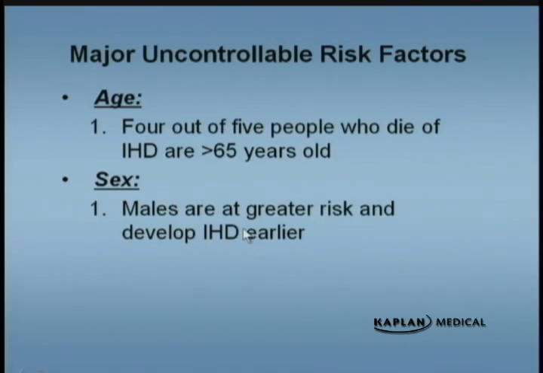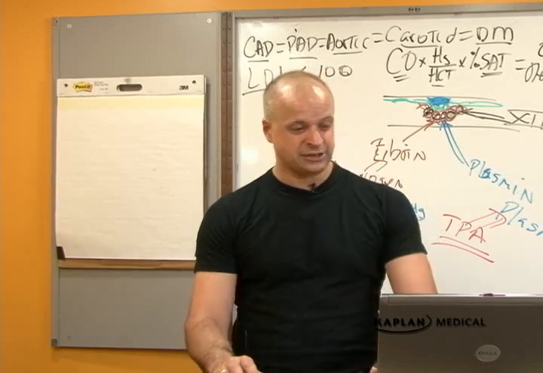Men are at greater risk, but by the time you get to be 65, 70, a woman has the same risk as a man. So gender is only a risk early, when the woman has recently had her menopause. So a 50-year-old woman is at much less risk than a 50-year-old man, but by the time you get to 70, you've come a long way, baby, and you have the same risk as a man.